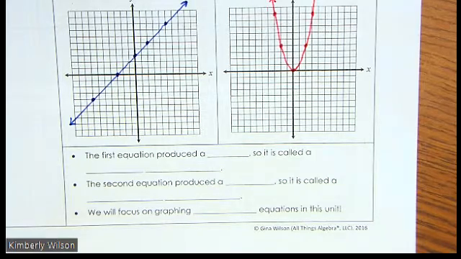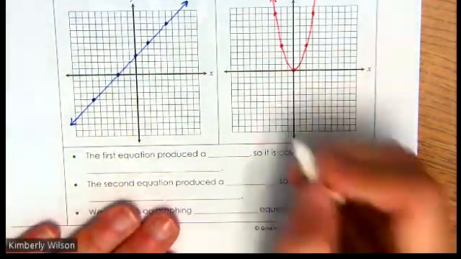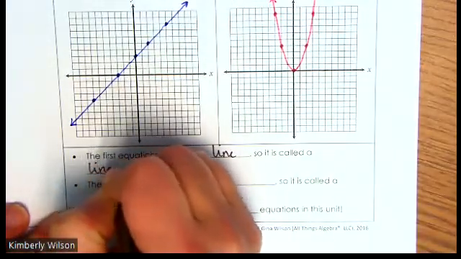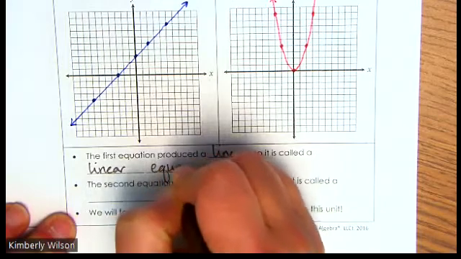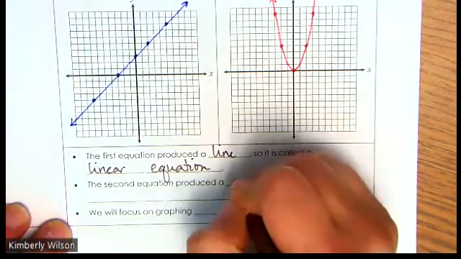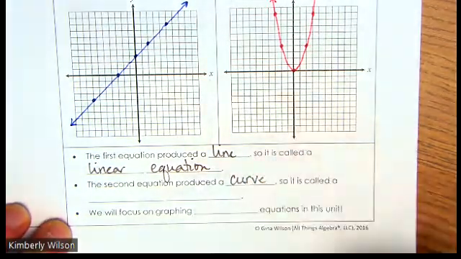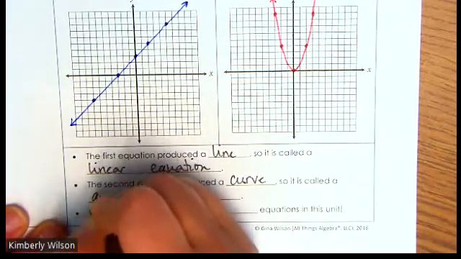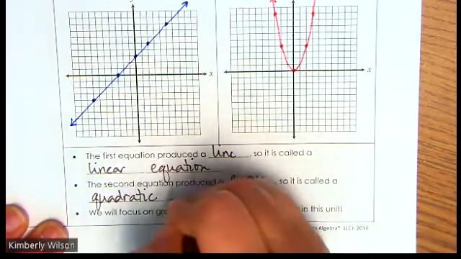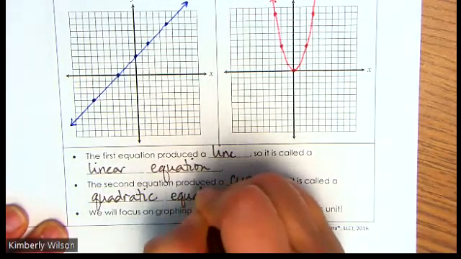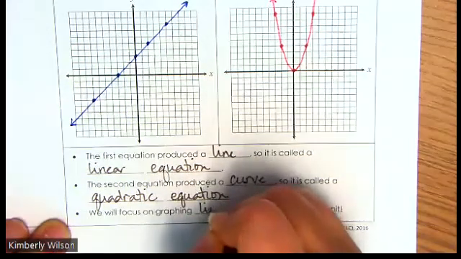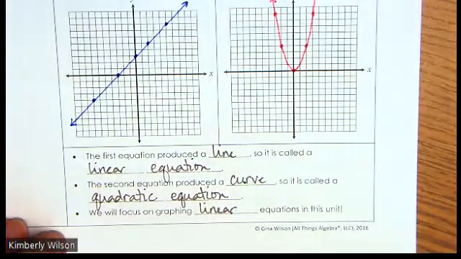Okay, so let's fill in these questions down here at the bottom. It says the first equation produced a line. So it is called a linear equation. The second equation produced a curve. So it is called a quadratic. I know you're like, where did that come from? It's the term quadratic equation. It's just mathematics. We will focus on linear. Next year in algebra, we'll get a good focus on quadratics.